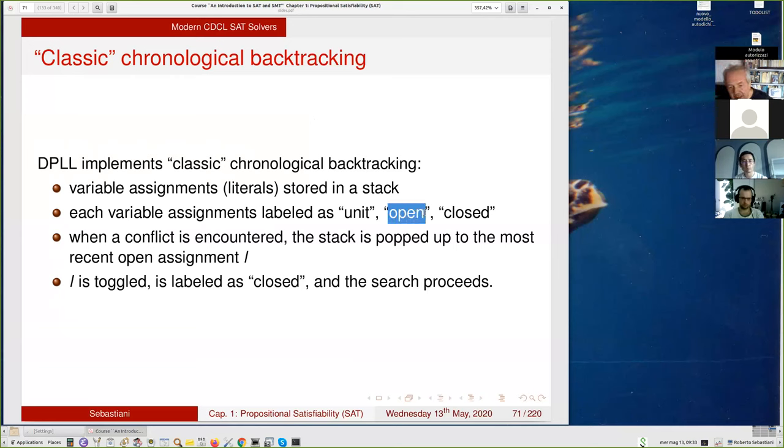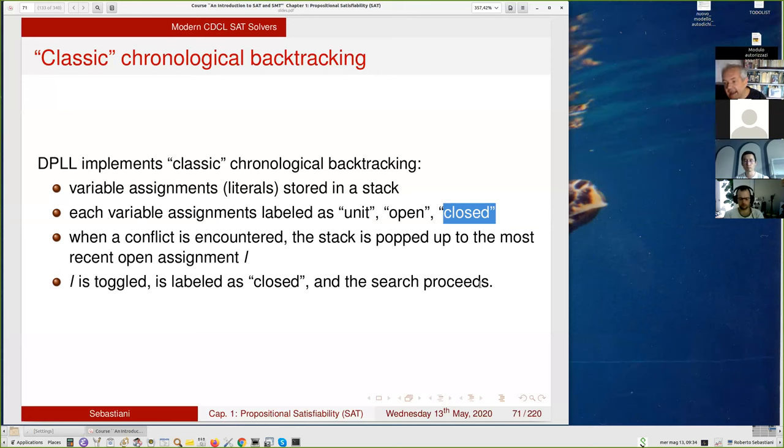So this means unit-propagated, this means a left branch, this means a right branch. The idea is that when a conflict is encountered, the stack is popped up to the most recent open assignment. When the current branch falsifies one clause, you backtrack, meaning you pop literals from the stack until you get to a literal which was a decision and was a left branch. You pop it, toggle its value, label it as closed, of course, and go ahead. Is this clear so far?